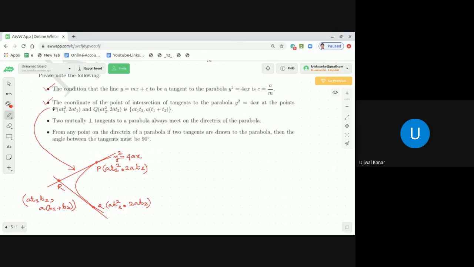So that is what I said in the second point. The coordinate of the point of intersection of tangents to the parabola y square equal to 4ax at the points P (at1 square, 2at1) and Q (at2 square, 2at2) is (at1t2, a into t1 plus t2). Now the third point is that two mutually perpendicular tangents to a parabola always meet on the directrix of the parabola.